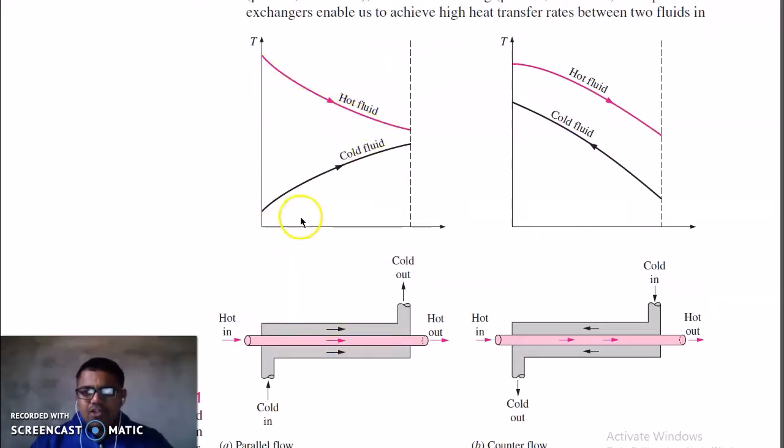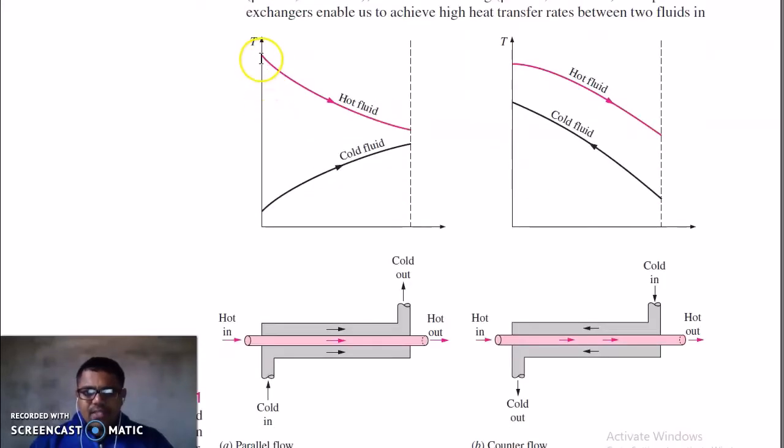So this is the temperature distribution, and this is counter flow. The two fluids are flowing in opposite directions. This is the temperature of the hot fluid at inlet, and this is the temperature of the cold fluid at inlet. So they are in counter flow direction.